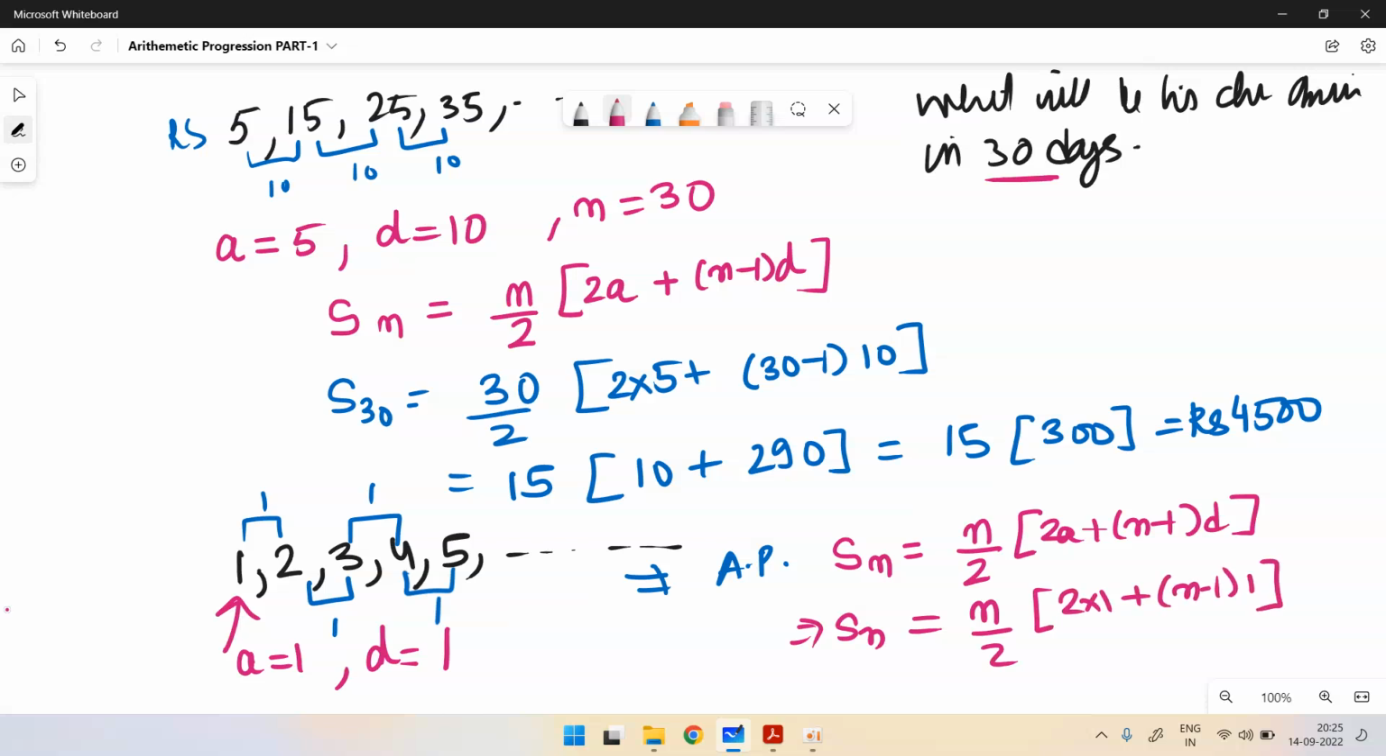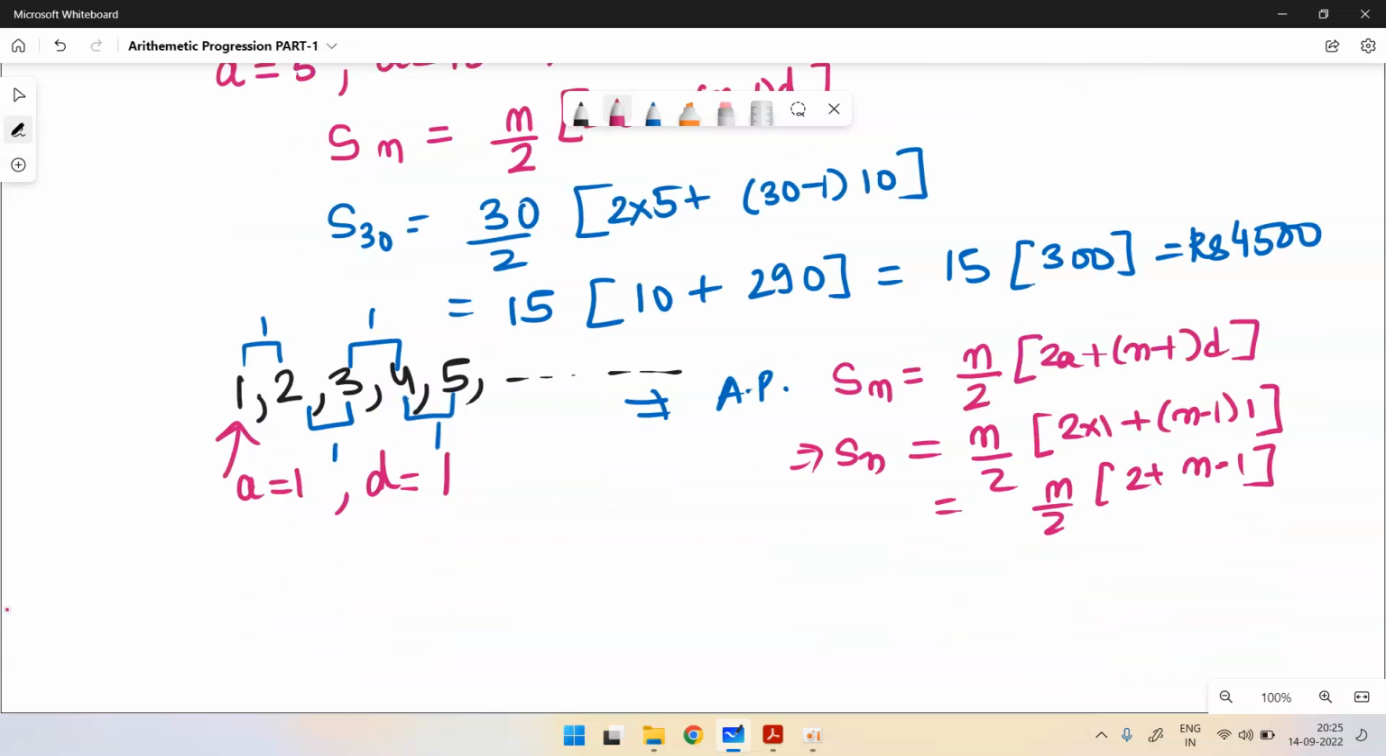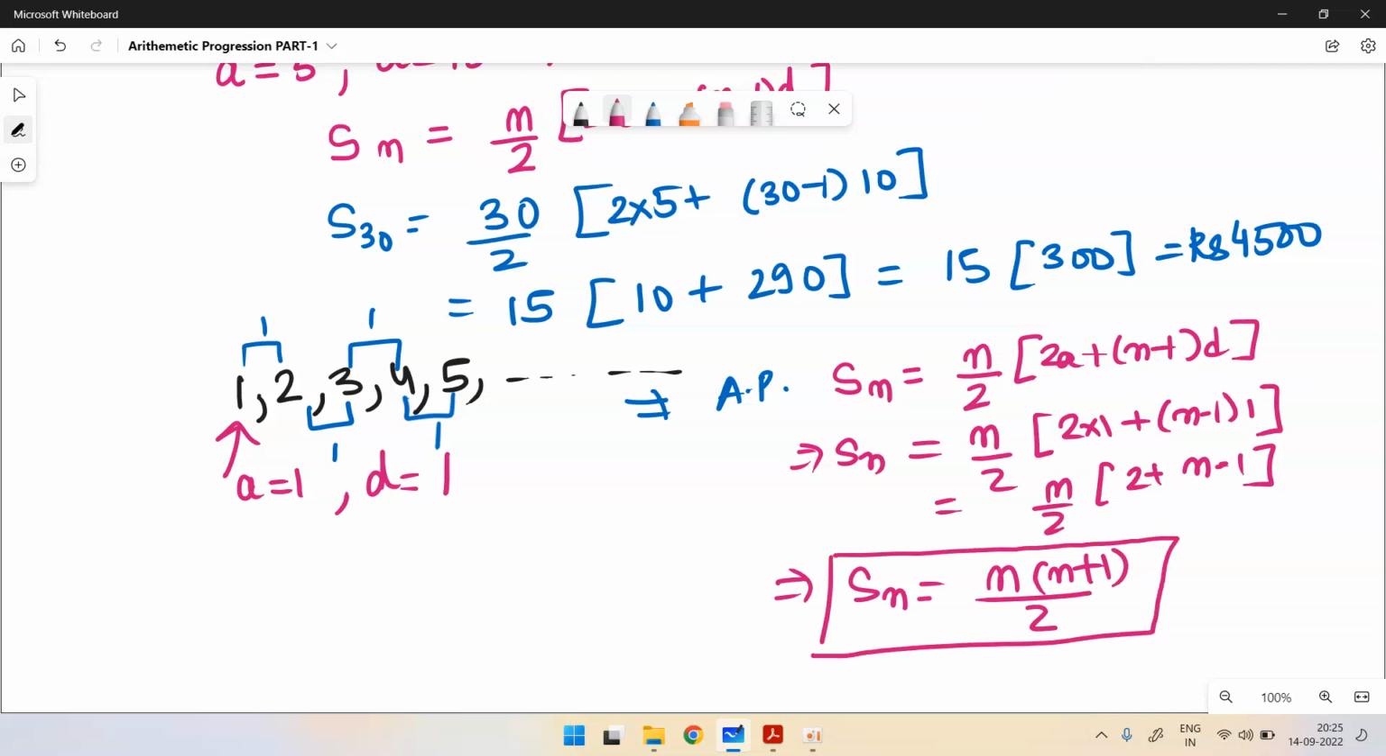Now if you open this, it is nothing but n by 2 into 2 plus n minus 1. So 2 minus 1 is 1. From here you can get that the sum of n terms for this series 1, 2, 3, 4, 5 is nothing but n into n plus 1 by 2.